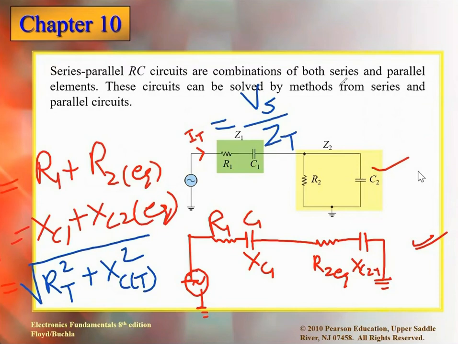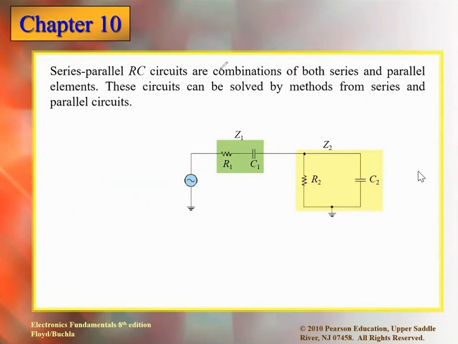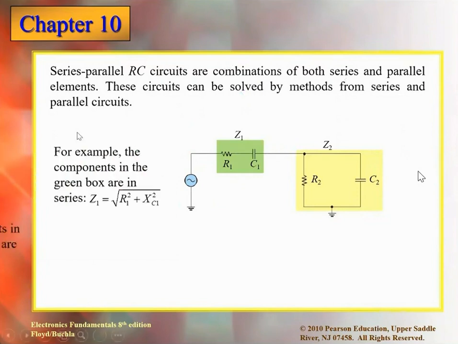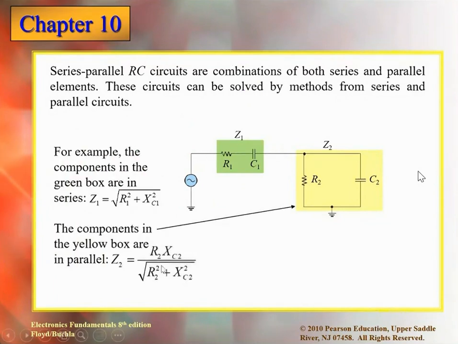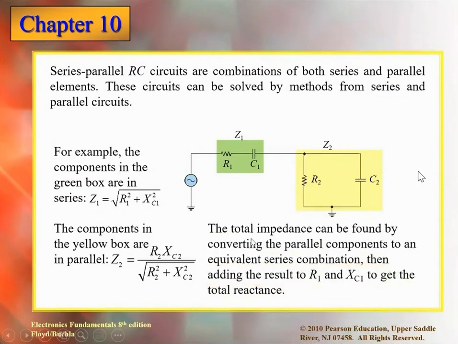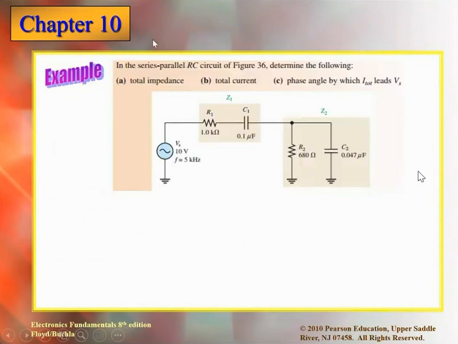So let's see one example where we need to find the total values. It's just mentioning how to calculate Z for the parallel, and we know all these things. So this is the circuit. They are asking to calculate total impedance, total current, which I already explained to you, and lastly the phase angle by which I total leads the Vs.